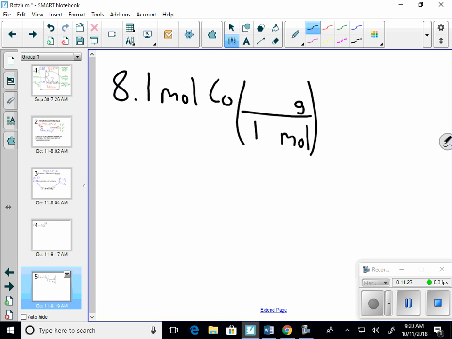And I think I see that Kinsey already did that for the first one. Kinsey, what do you have for the average atomic mass for cobalt? 58.93. That means if I had 58.93 grams of cobalt, it would be 1 mole of cobalt. This question says, well, wait, what if I have 8.1 moles of cobalt? How many grams is that? So you get out your calculator. You multiply 8.1 times 58.93. We round off to the correct number of significant digits as well.